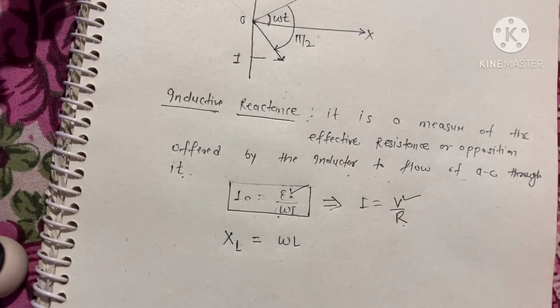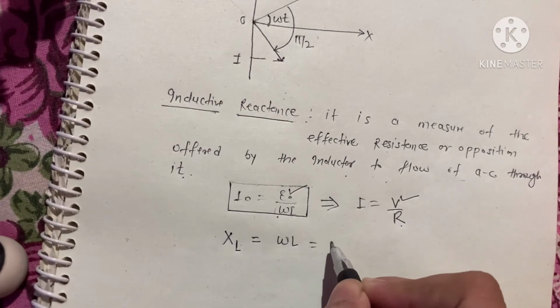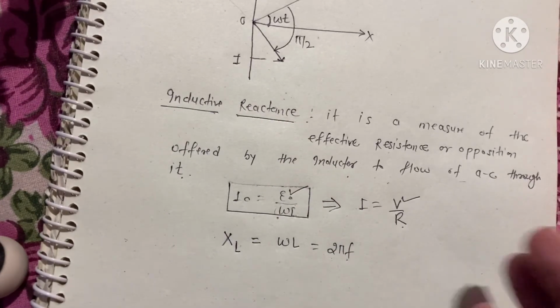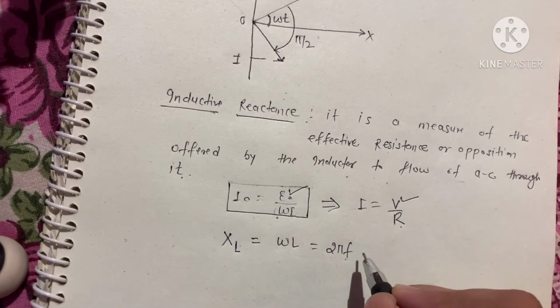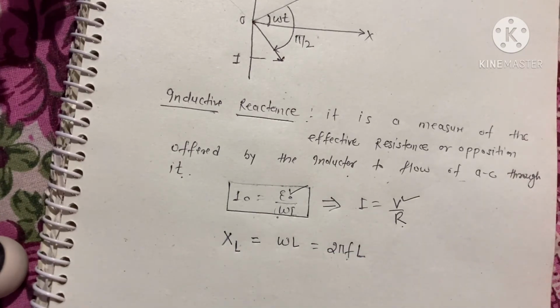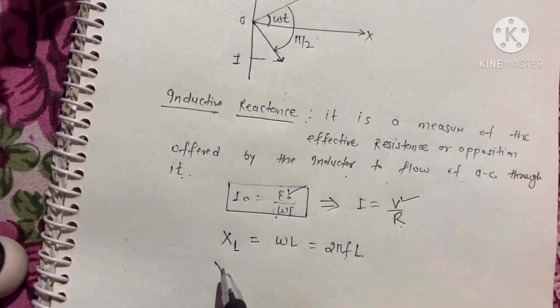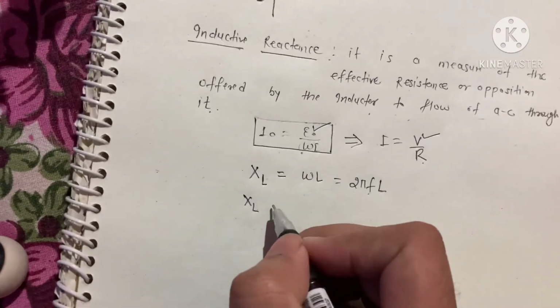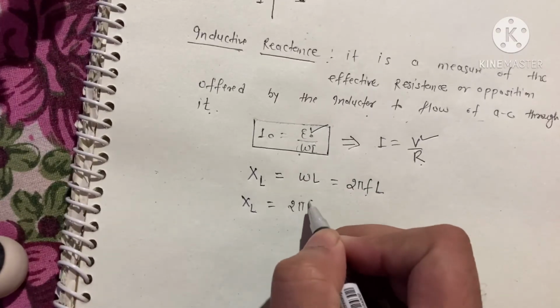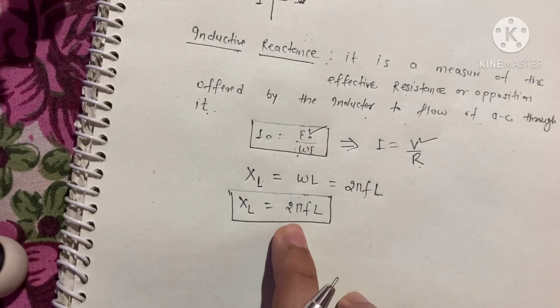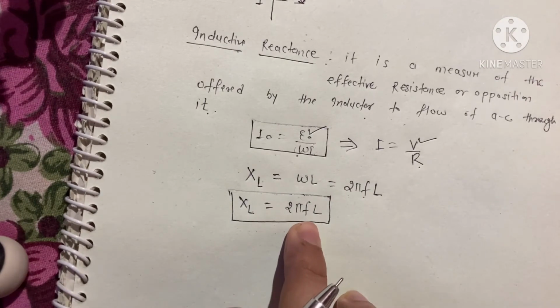Omega is nothing but 2 pi F, 2 pi into the frequency of rotation, or frequency of that AC. And L is the value of the inductor, how much inductance is there. Now students, from this equation you can see that XL is equal to 2 pi FL. Now look at these quantities. 2 pi is a fixed number, 2 into 3.14, F is the frequency, L is the inductor.